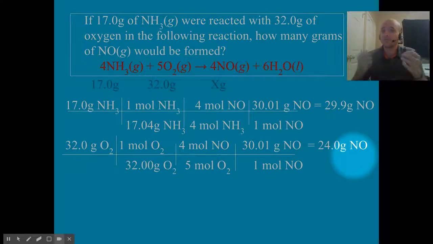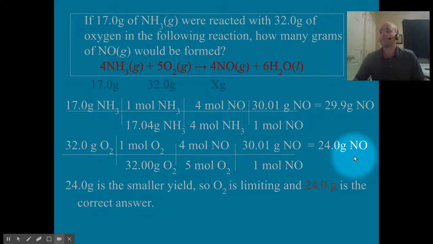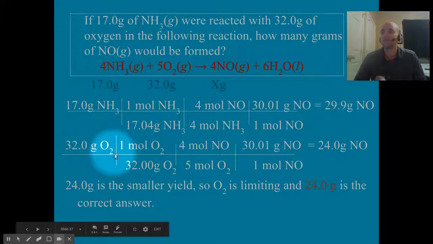Now, which one is the limiting reactant? That's right, it's the smaller one. So 24.0 grams is the smaller yield, so oxygen is the limiting reactant, and 24 grams is the correct answer.